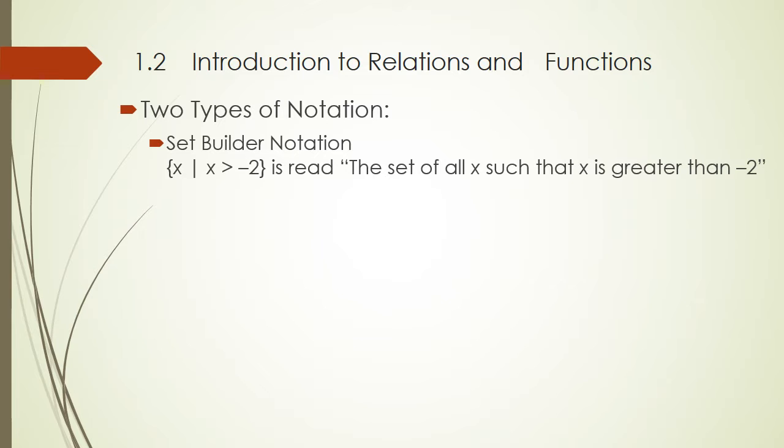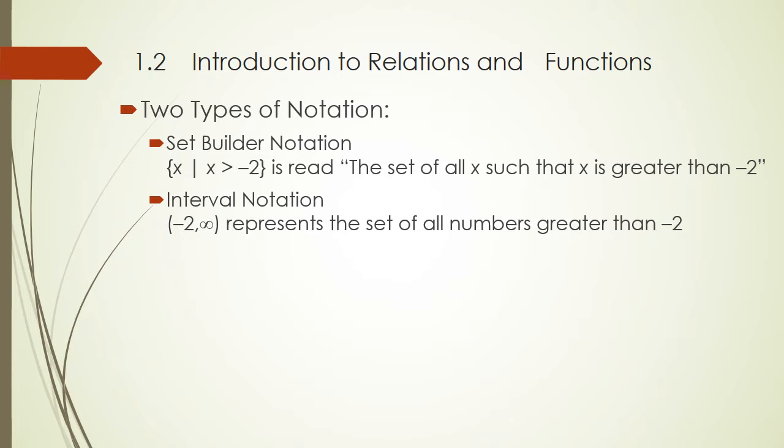It looks like this. Notice we have the braces, those are the squiggly things on the outside. You have an x and then a vertical line, and then it says x is greater than -2. How you read this is the set of all x such that x is greater than -2.